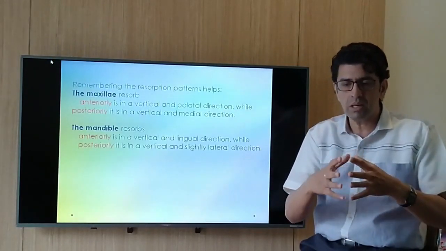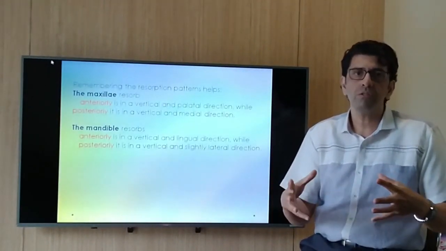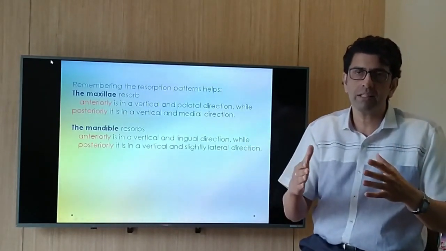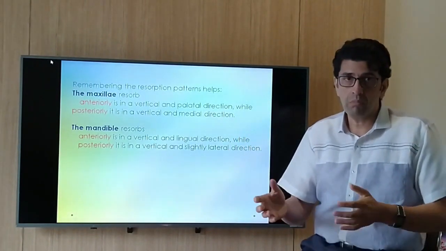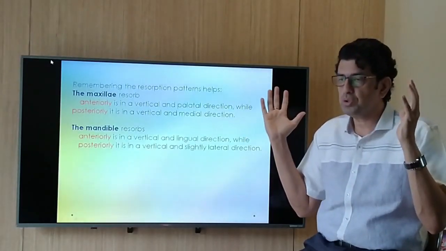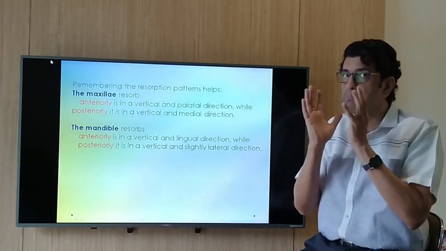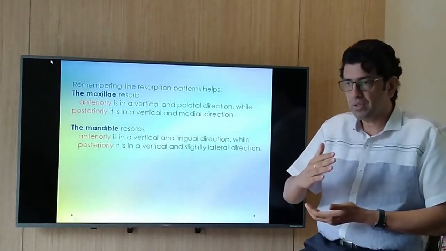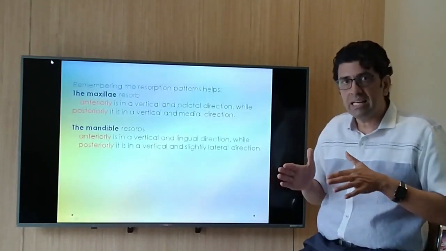So you need to remember primarily how the maxilla and the mandible resorbs. If you can remember this, then it's easy for you to remember, okay, where is the resorption happening and how it would have been, how should I extend my occlusal rim, and it should have been around this location. Primarily the maxilla, when you think about the maxilla anteriorly, vertically and palatal, and the posterior portion is going to resorb vertically and medially towards the center, towards the midline. And the mandible, anteriorly it's going to resorb vertically and lingually, and posteriorly it's going to be vertical again and slightly in a lateral direction.